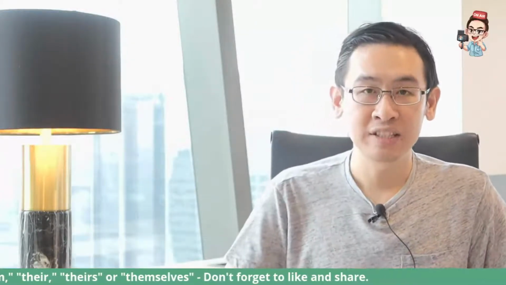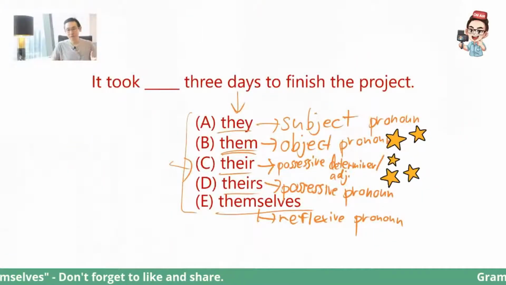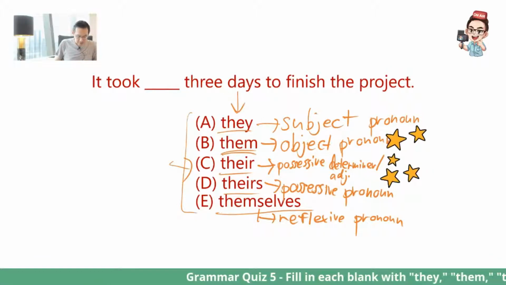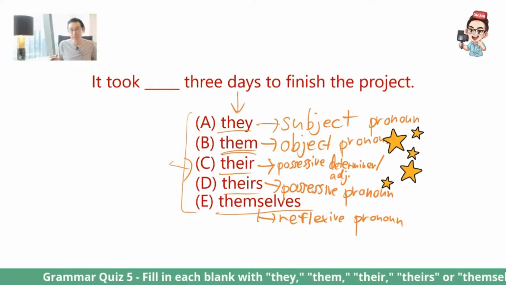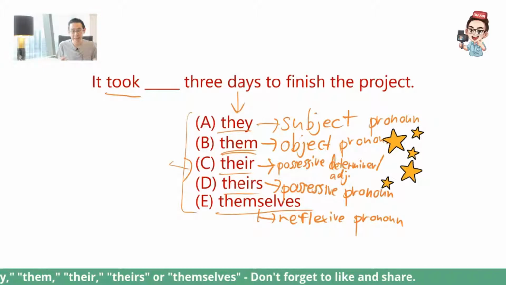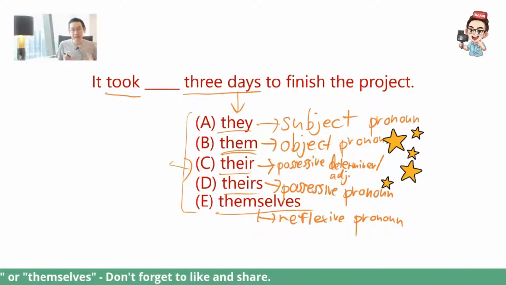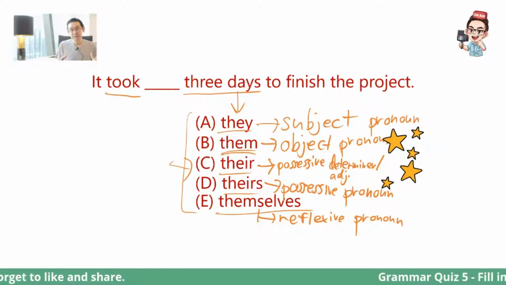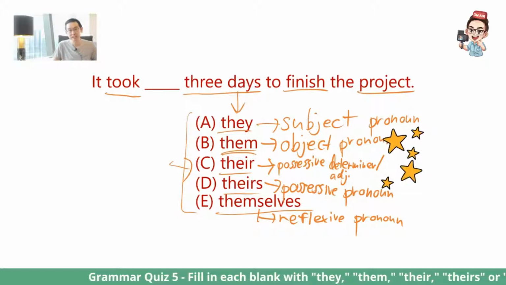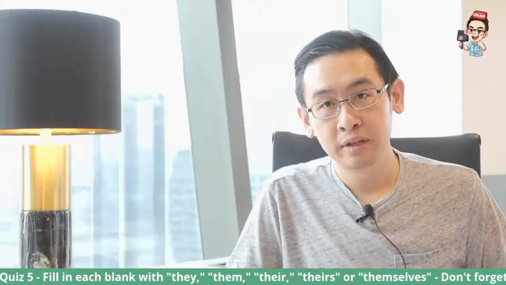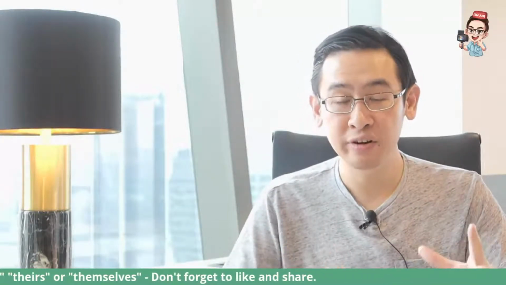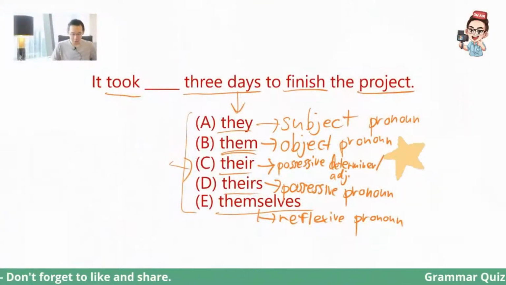Going back to our question, what should we write in the blank? Let me explain the sentence first. It's talking about how it took something 3 days to finish the project. It's like this group or team used 3 days to complete the project. A project is like a plan to do something, maybe a report or something that you have to finish within a period of time. That's a project. So what should it be?